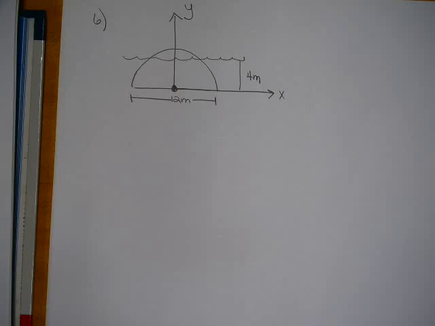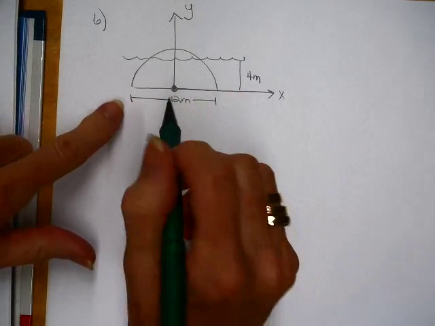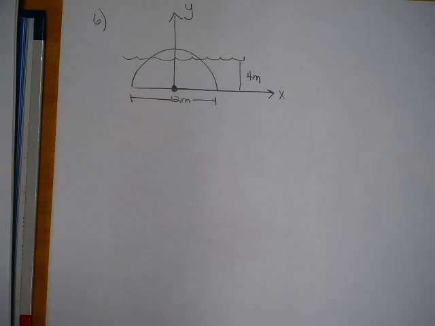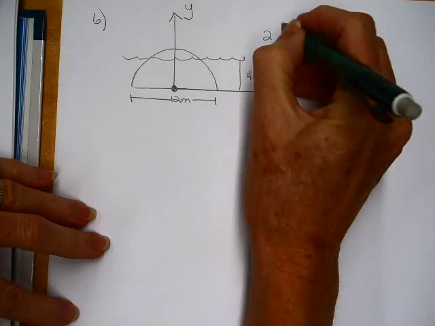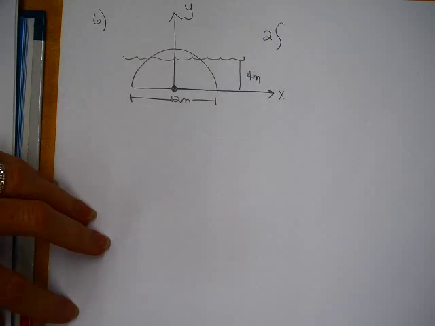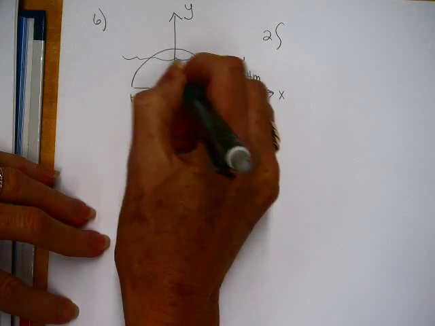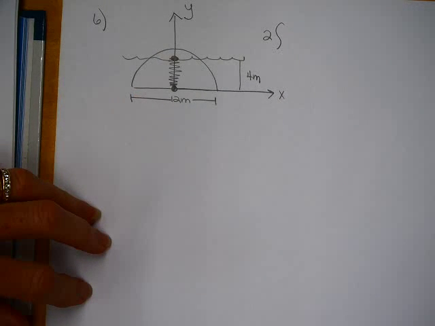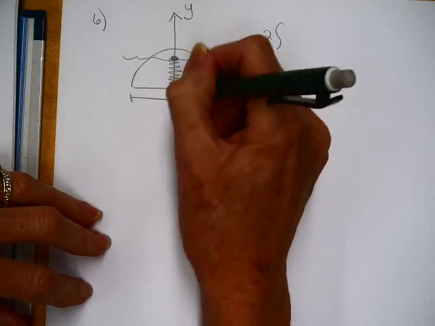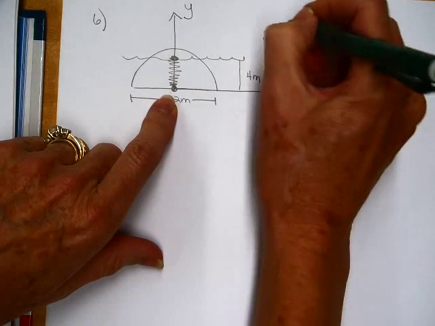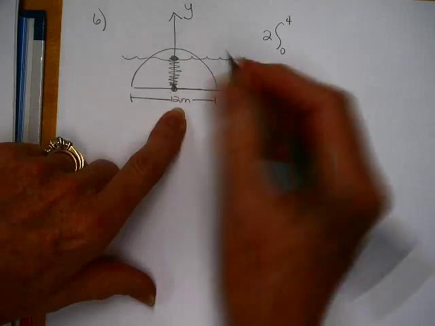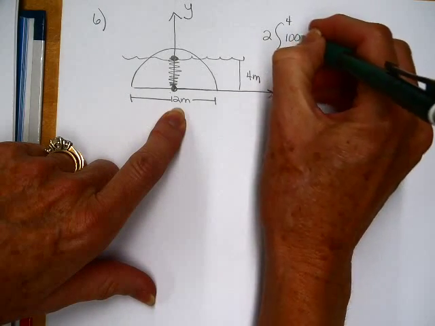Now, when you put your origin there, did you slice it in half? Yes. So you're 2 times an integral. I've got to go from here to that point right there, which is what? The water is 4 meters deep, so I should be going from 0 to 4. We're in meters, so we need the 1,000 and the 9.8.